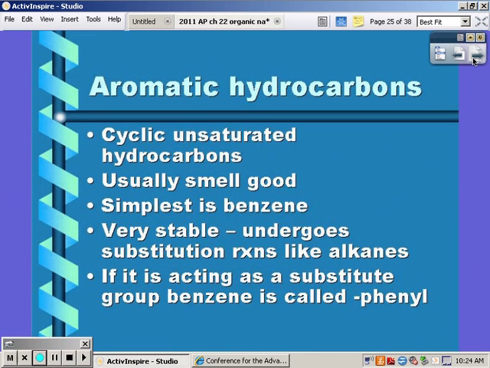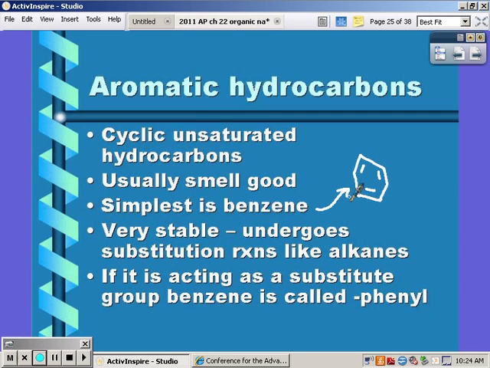Aromatic hydrocarbons are cyclic unsaturated hydrocarbons. They usually have a smell, and the simplest is benzene. It's very stable and it undergoes substitution reactions like the alkanes. If benzene, which is shown here, is acting as a substituent, then it would be called phenyl.